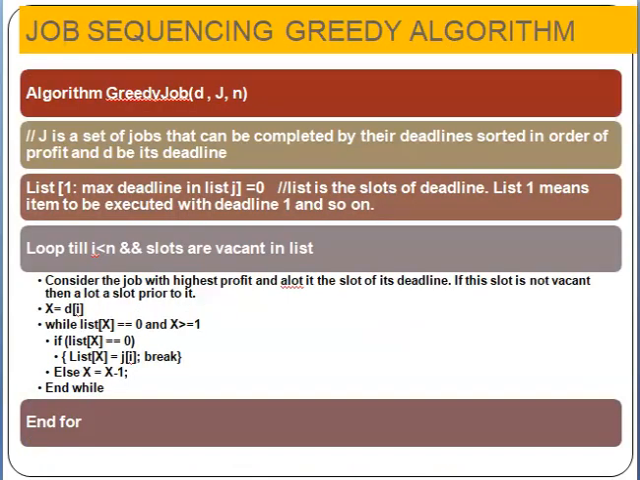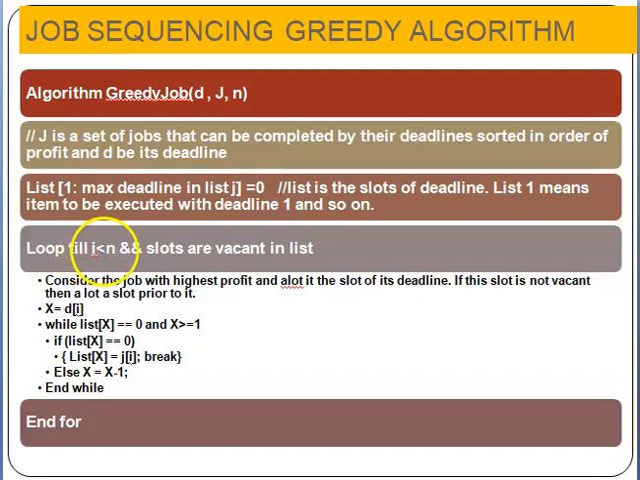127. Now the algorithm for this: first of all we have J, which is the job number, then we have D, which is the deadline, and N is the total number of jobs that we have. Now list is the output that we are going to generate, from 1 to the maximum deadline, and initially all the entries in this array will be 0 because none of the slots has been allotted. A non-zero value means that that particular location has been allotted to one of the jobs.